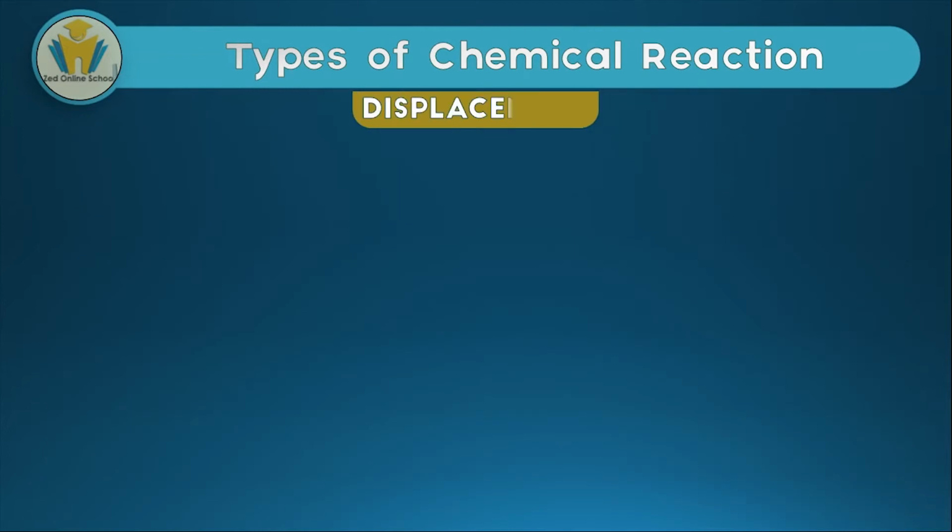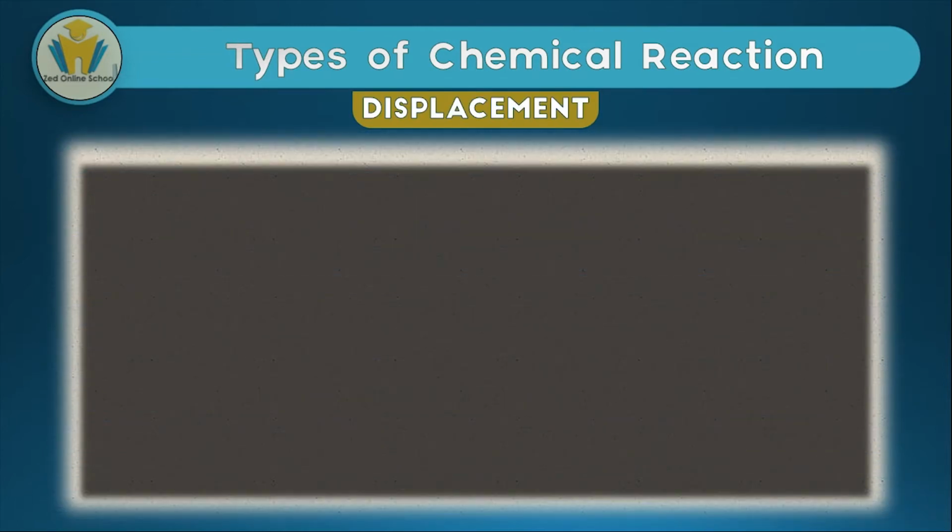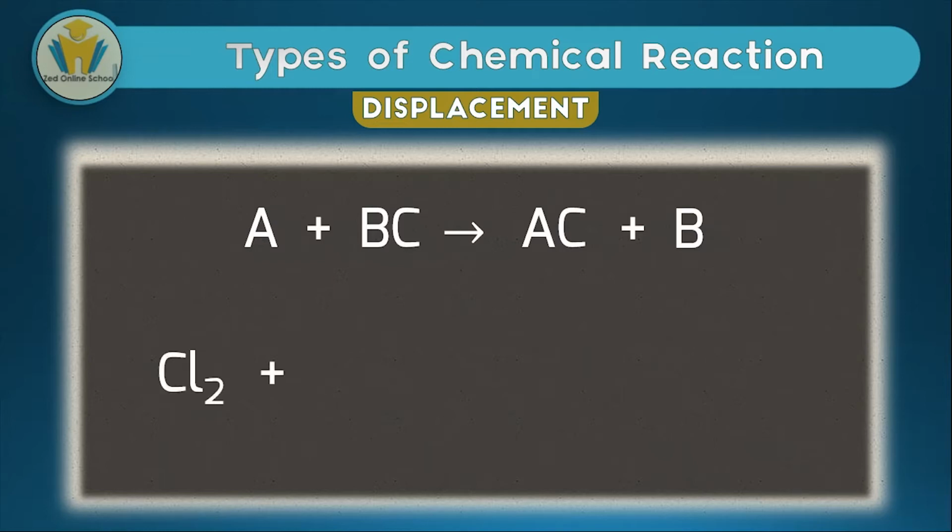Last but not the least, we've got displacement reactions. The first kind of displacement reaction is one where only one thing is displaced. As you can see, A displaces B because B was bonded with C. But now after this chemical reaction, A is bonded with C. The following chemical reaction is an example of this kind of displacement where only one thing is displaced.